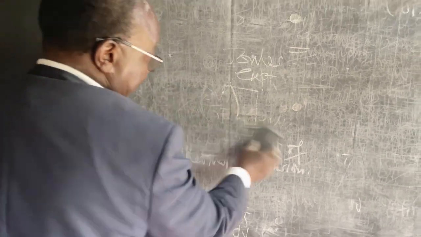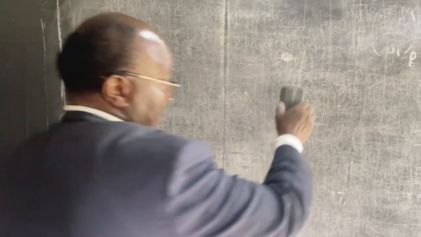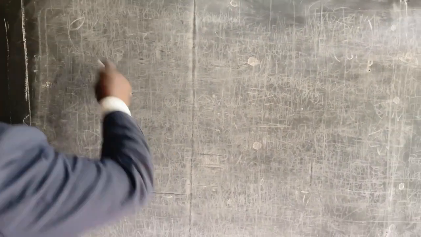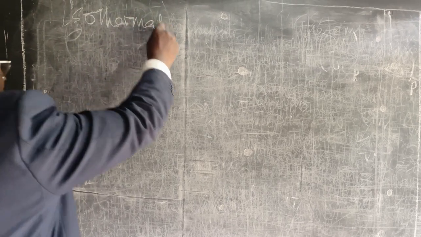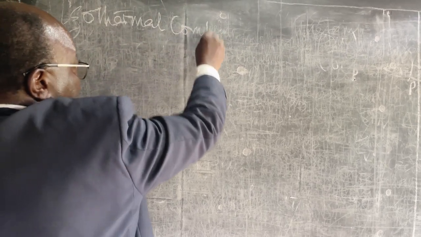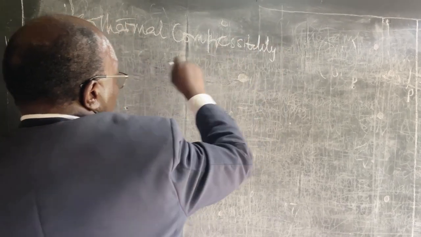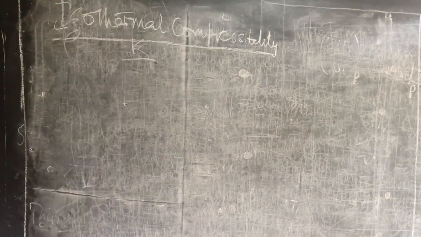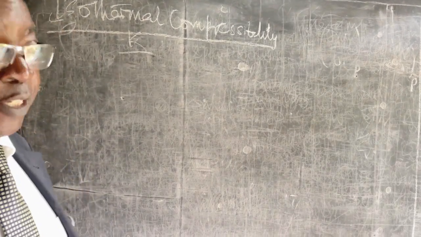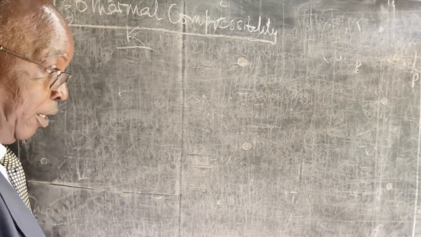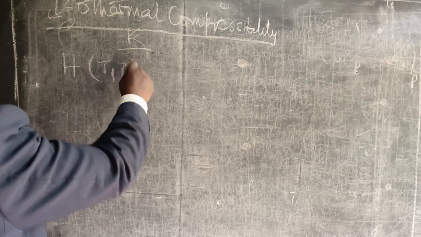Let us now look at another case where we want to obtain the coefficient which we call the isothermal compressibility, denoted as Kappa. Once again, this particular case will not use the expression for internal energy; we'll use the expression for enthalpy, and we assume that enthalpy is a function of temperature and pressure.